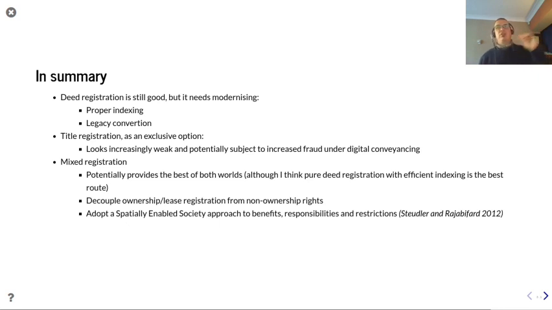The mixed registration decouples the ownership and lease registration from ownership rights, and that gives a huge amount of flexibility, and it allows the adoption of this kind of spatially enabled society approach to benefits, responsibilities, and restrictions, i.e., how you derive title implications from your register of ownership and lease. So, good things for this mixed registration, good things for the deed registration. Title registration looks increasingly problematic, particularly in terms of cyber security issues.